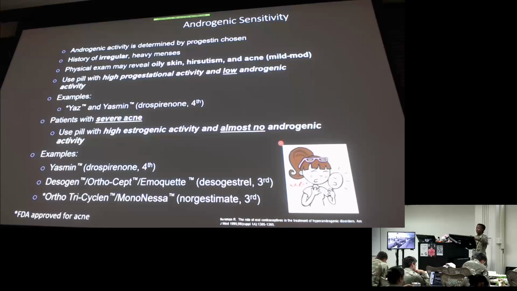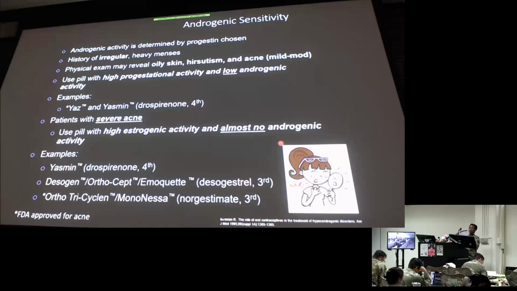So the only time you're looking at high estrogen, almost no androgenic, is when we're talking about severe acne. Regular, mild, moderate acne, all these other issues at the top are going to be high progestin, low, almost none, but low androgenic, okay? When I get to severe, that's where I'm trying to completely avoid it, or you're going to see one of those very, very small numbers for our androgenic activity, okay?